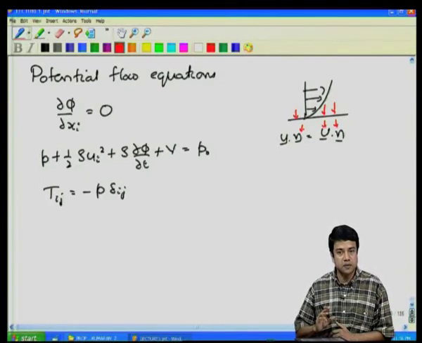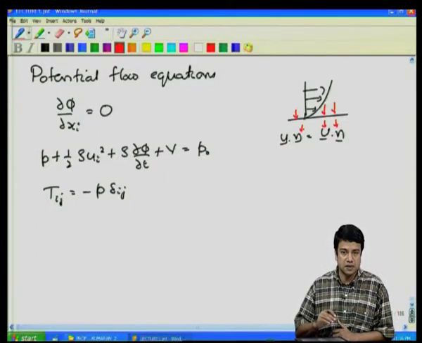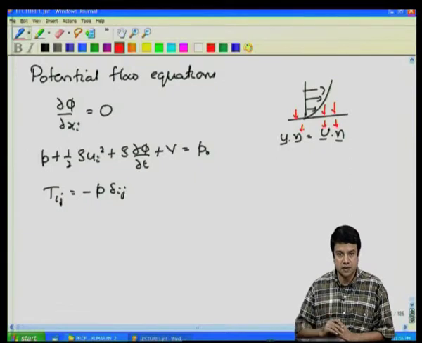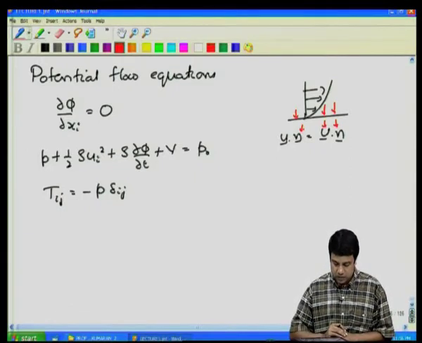Similarly, we cannot impose the tangential stress boundary condition, because the potential flow has 0 tangential stress. We have neglected the viscous terms completely. So, we can only impose the normal stress boundary condition. The normal stress in the case of potential flow is just equal to minus the pressure, if it is defined with respect to the outward unit normal. Therefore, these potential flow equations have to be solved with normal velocity and normal stress conditions.